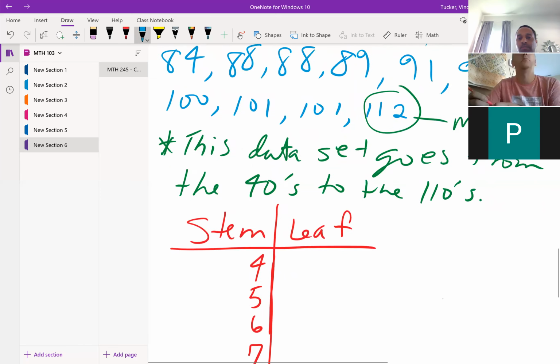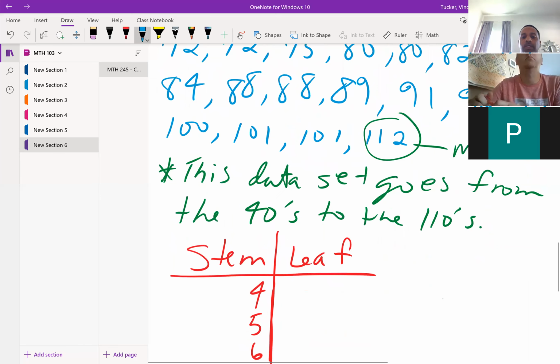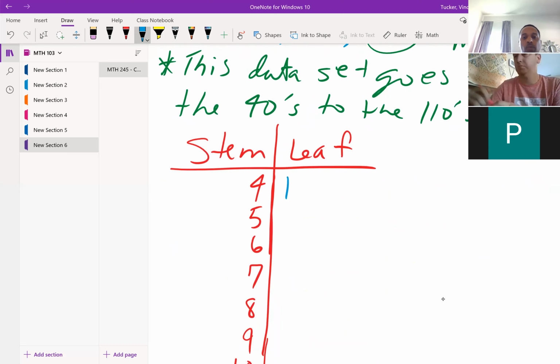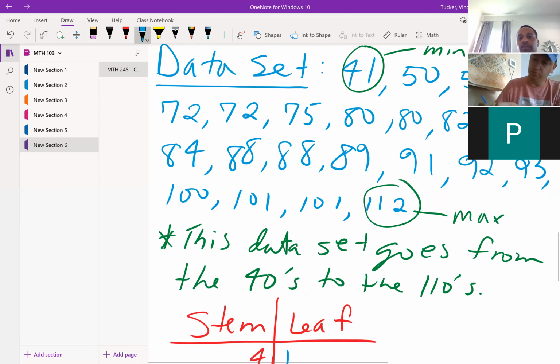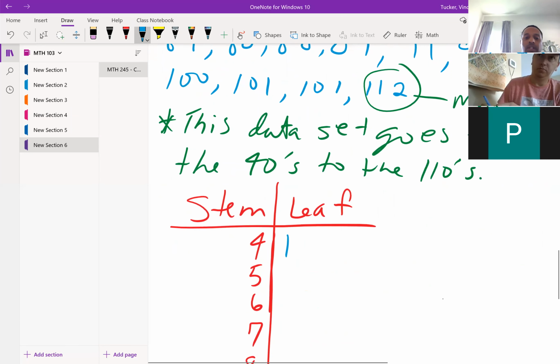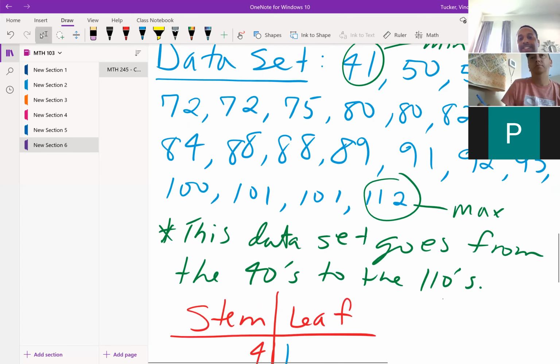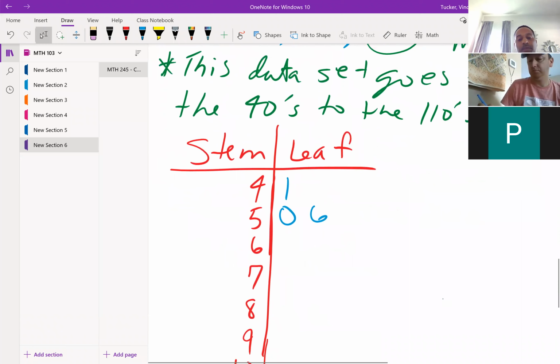So notice our first value is 41. So we'll put a 1 for your leaf beside the 4. There are no more 4 values, so we go to the 50s. We have 50 and 56. So that'll be 0 and 6, which represents 50, 56. Now, there are no 60s, so I don't put anything for the 60s. I cannot put a 0 because that 0 will represent the number 60. So you would just leave it blank.